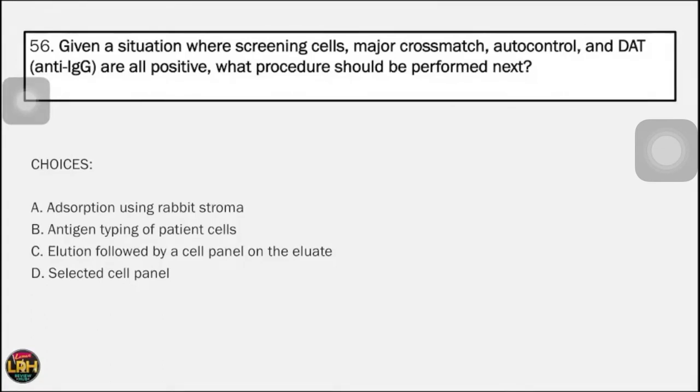So, a positive DAT using anti-IgG indicates that antibodies are coating the patient cell. So, what we can do is to get an eluate, this would be helpful to remove any unbound antibodies, followed by a cell panel in order to identify it. So, number 56, the answer is letter C. 56, letter C.